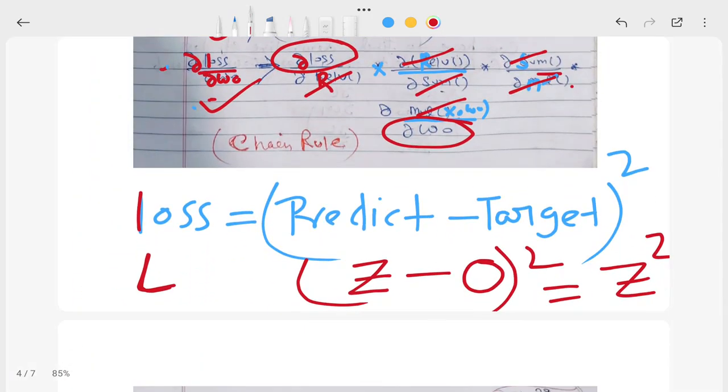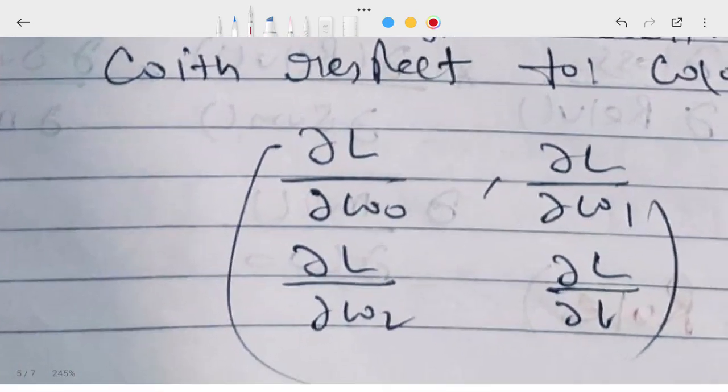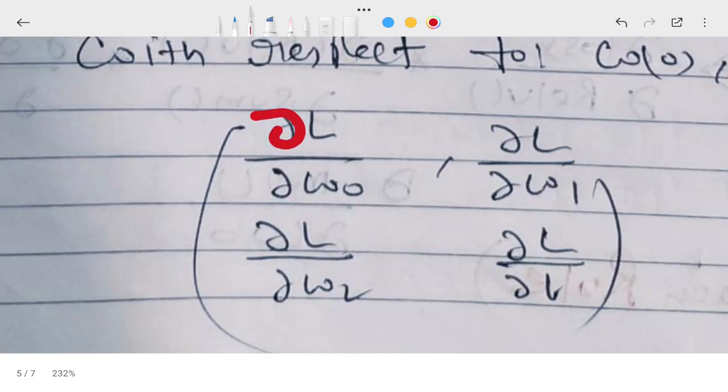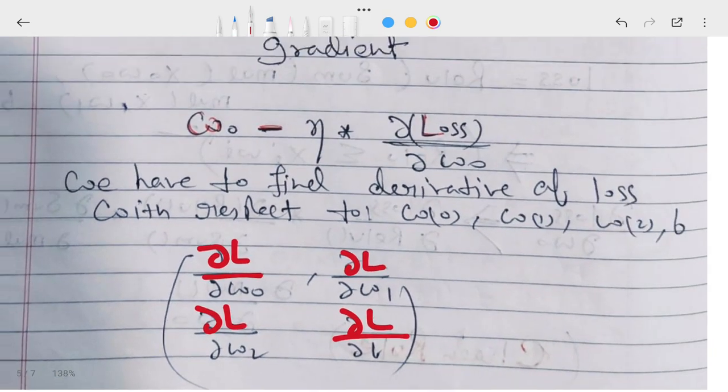What is my task? My task is not to update only w0. My task is to update dL upon dw0, dL upon dw1 for weight 1, dL upon dw2 for weight 2, dL upon bias. If there are infinite weights, you will update all. If there are infinite biases, you will update all. So this is my overall task.